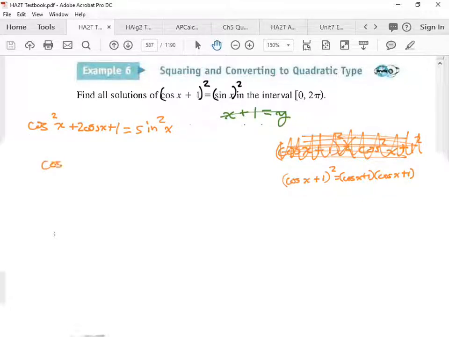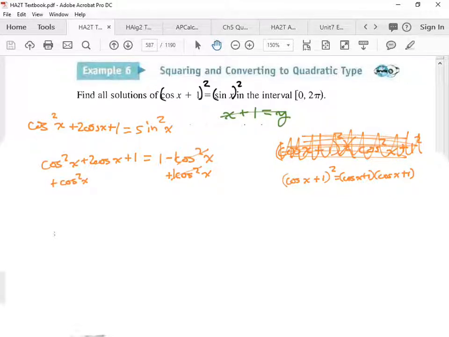So I'm going to write cosine squared x plus 2 cosine x plus 1 equals, and on the other side, I'm going to take that out and put 1 minus cosine squared x. And then I'm going to move everything to the same side. Let's go plus cosine squared x. So negative 1 plus positive 1, that will get rid of it. And I'm going to have to add that to this side. So plus cosine squared x.